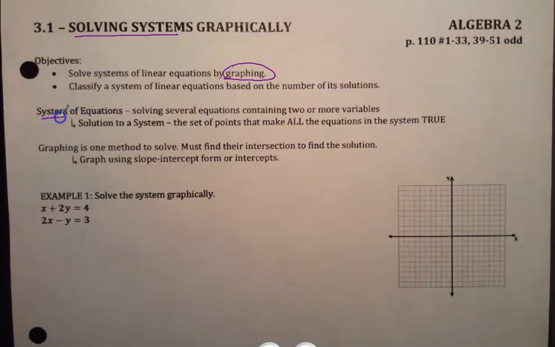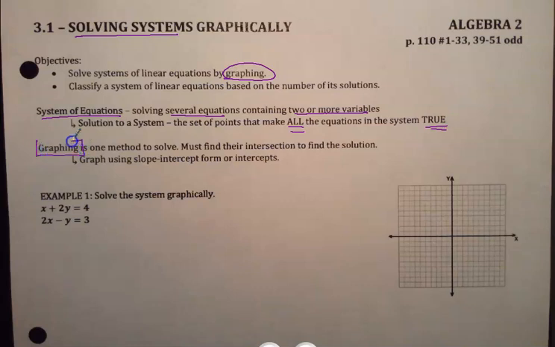First up, a system of equations is several equations, so we're going to have more than one equation, and they're going to contain two or more variables. All of them do. That's a system of equations. The solution to a system is the set of points that make all the equations in the system true. So we're looking for all of those.